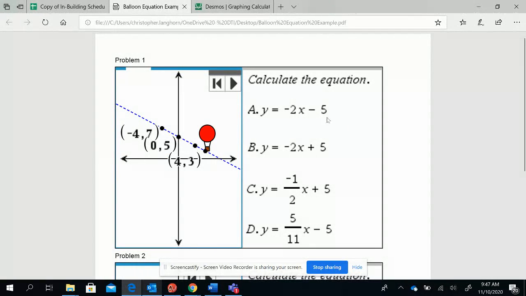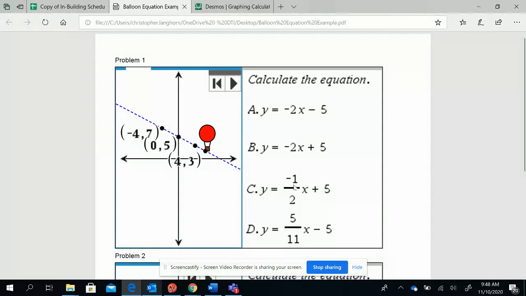So when I look at it, A is no good because it is negative, but the intercept is -5. So it would be down here. B, the intercept is 5, but this is -2. -2 would be a mountain.